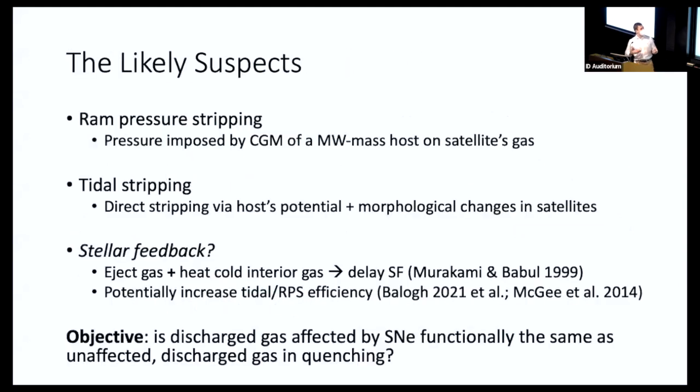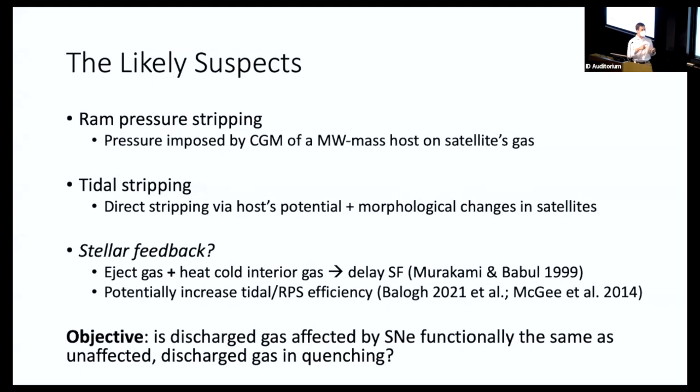And so it'll come up a bit. We have a few likely suspects. So one, we could have ram pressure stripping, which is pretty widely accepted, and tidal stripping. And the third is what we are looking at, which is stellar feedback. So this could involve the ejection of gas and the heating of cold interior gas, which would, one, delay star formation and could also result in direct stripping.